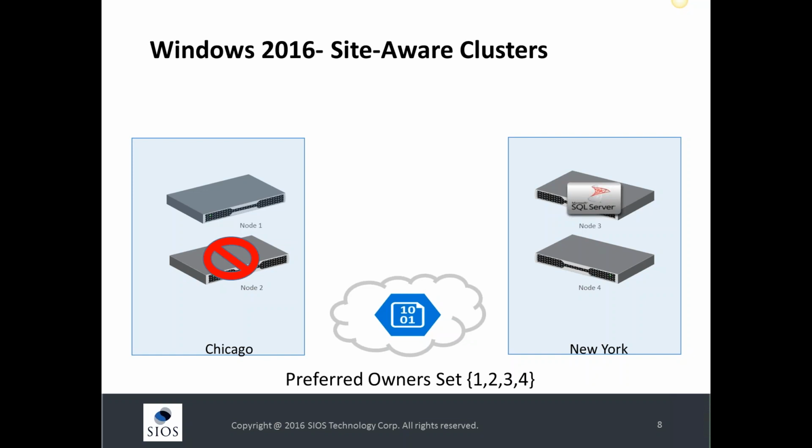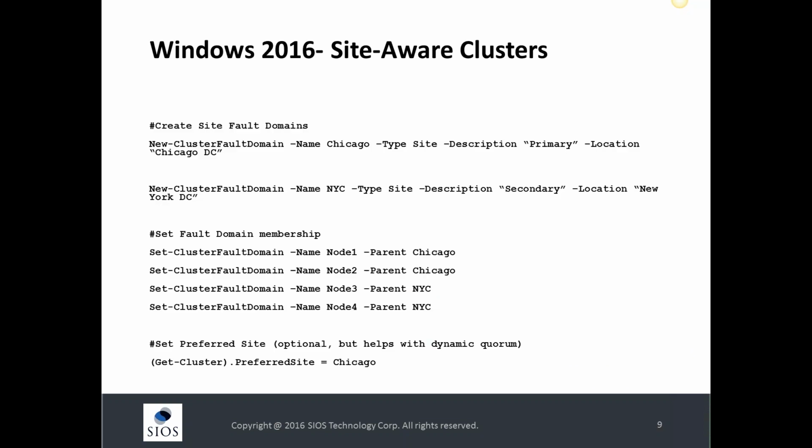So it really just follows the list of preferred owners. Since we were running on node 2, it would fail over to node 3, and that's not what we want to happen. We only want to go to New York in the event of a complete disaster. And then if node 3 failed, we'd go to node 4.